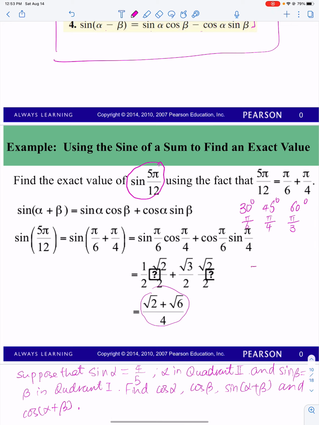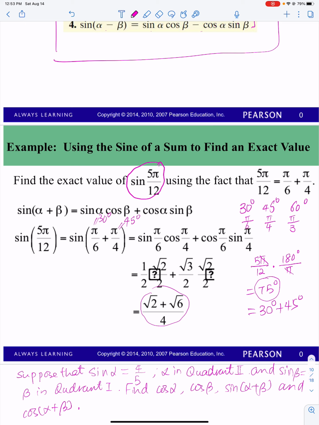If you are not so familiar with fractions, what could you do? 5 pi over 12, you can change it to degrees. So what do you have? Times 180 degrees over pi. So what do we have here? It is 75 degrees. Could you make 75 degrees with all these special angles? Yes, 75 is 30 plus 45 degrees, which is pi over 6 and pi over 4. Are you with me?